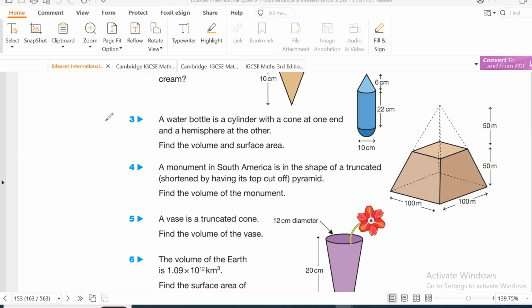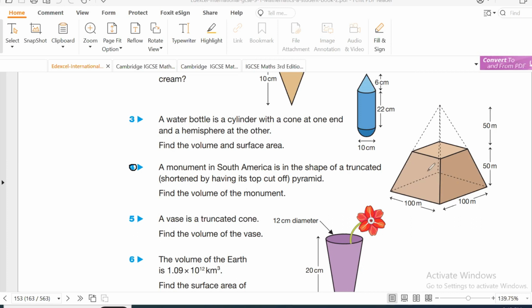We move on to question number 4. In this question, a monument in South America is in the shape of a truncated pyramid, which is shortened by having its top cut off, like this bottom part. As you can see, that part is called the truncated part of the pyramid. We are looking for the volume of this part.